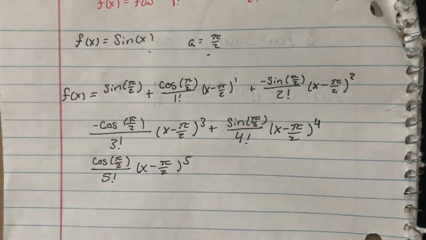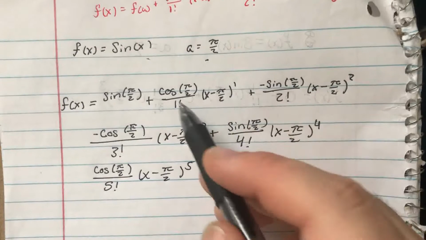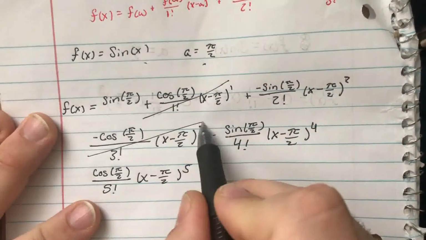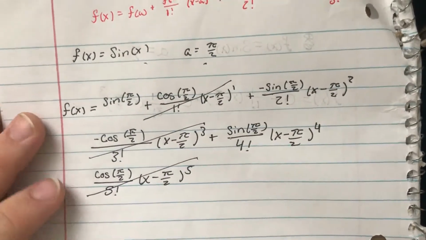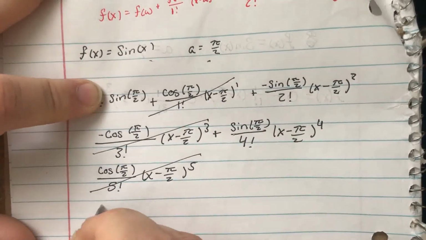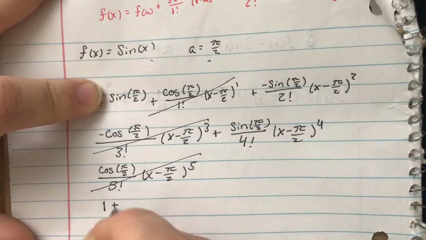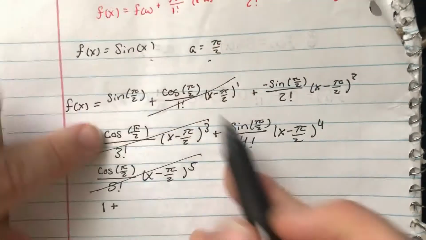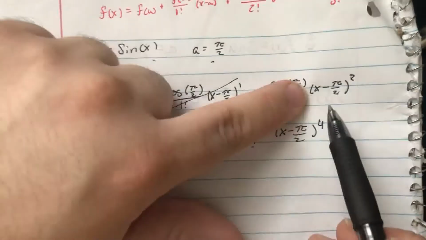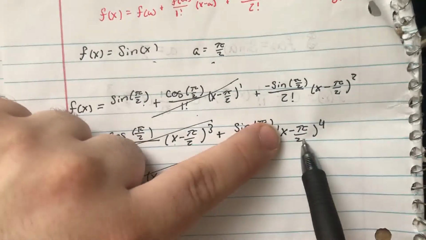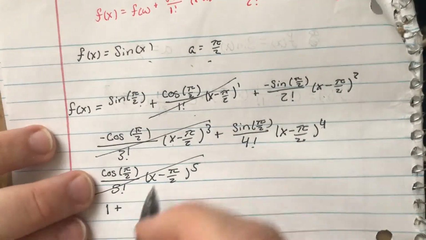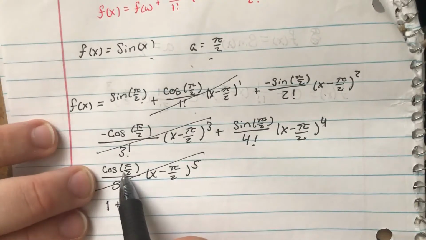And then if you notice, the cosine of pi over 2 is 0, so this term is going to go away. This term is going to go away. This term is going to go away. So we end up with, and then the sine of pi over 2 is 1, so we're going to end up with 1 plus, and then if you notice, every other term is going to go away. So we're only going to have x to the 0, x squared, x to the fourth. So we're only going to have even powers of x. If you can notice the pattern, that's always going to be true because every other one's going to be cosine.